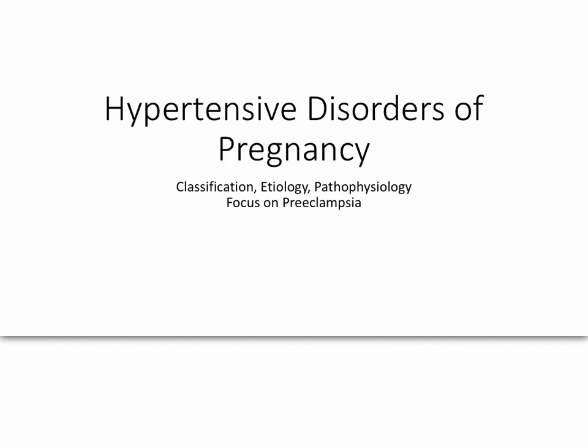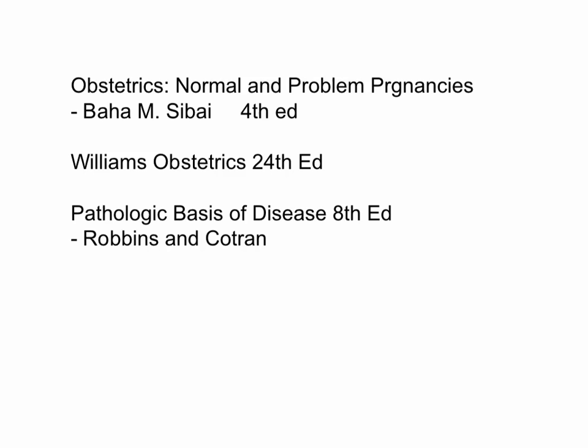Okay, we talk about the hypertensive disorders associated with pregnancy. Now, I'm going to go through the classification, the causes, and the pathophysiology, but the focus is going to be on preeclampsia. Because I have such great resources, I want to make sure I mention those. Obstetrics, the Normal and Problem Pregnancies, 4th edition, Williams Obstetrics, 24th edition, and Robbins Pathology, 8th edition. I use these three sources primarily, and then I've used several other sources to try to work out some of the details.